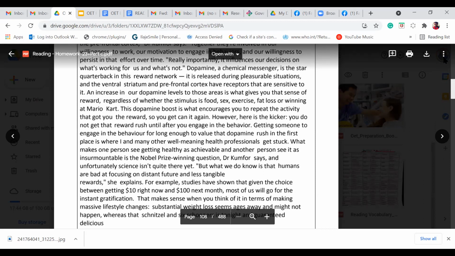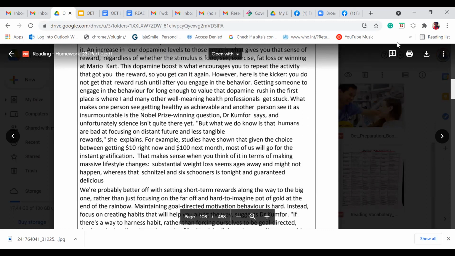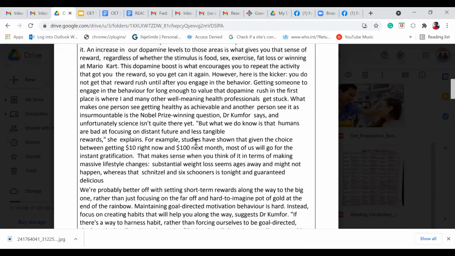What makes one person see healthy as achievable and another not? Okay. Dr. Vova says unfortunate question. That's still talking about the second paragraph. Okay. For example, now we find studies. So I'm going to start scanning from here.